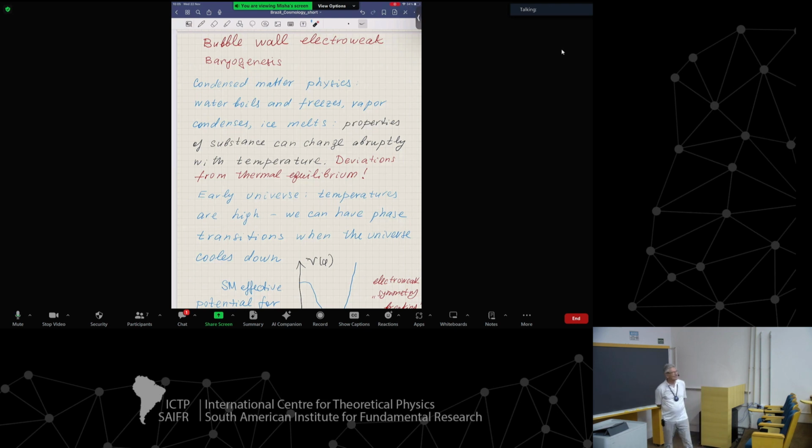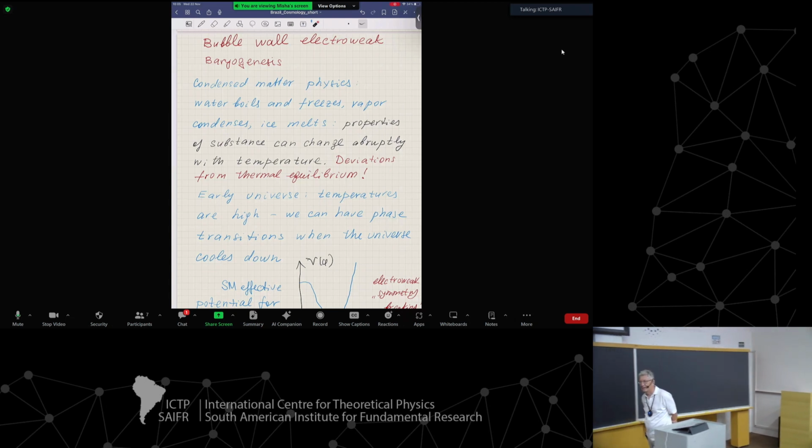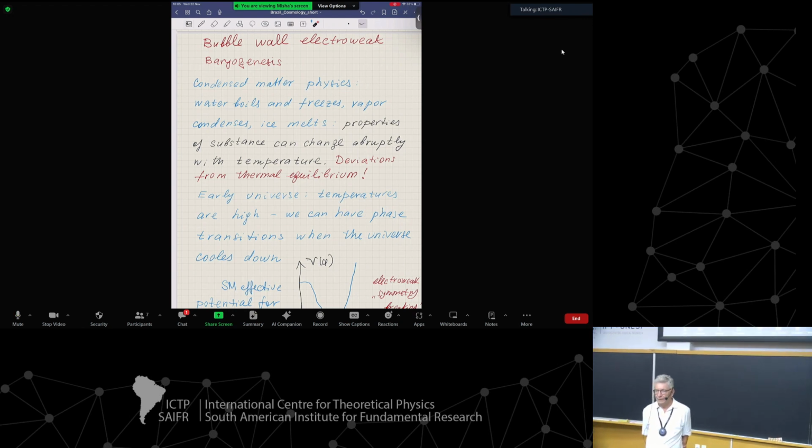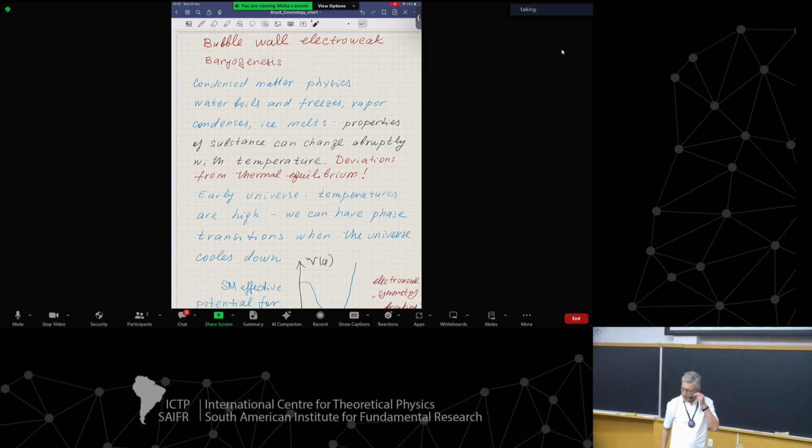I think there's a question online. Yeah, I'll just read. For sphaleron transitions, you mentioned only left-handed quark doublets. Why are right-handed quarks not considered? The reason is the following. If you look at the SU(2) part of the non-abelian interactions, then only left-handed quarks participate in that. Right-handed quarks are all SU(2) singlets, and they do not participate in SU(2) interactions. So that's the reason why right-handed particles are not counted in sphaleron transitions.